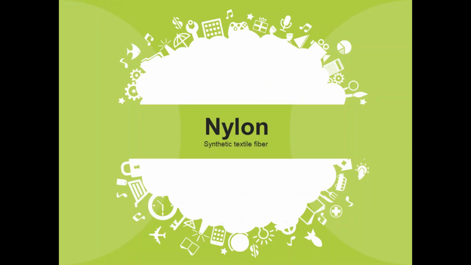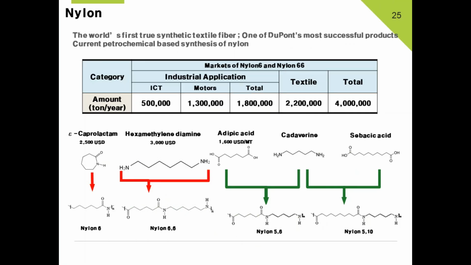So, because it's more than 30 minutes now and I'm sorry, I'll just rush through these next slides. So nylon, it's a true synthetic textile fiber. So it's not naturally produced in nature. It's mainly produced by DuPont, and currently it's a petrochemical based product.